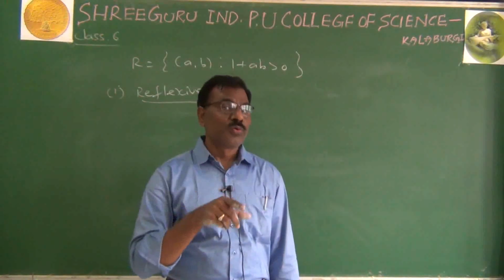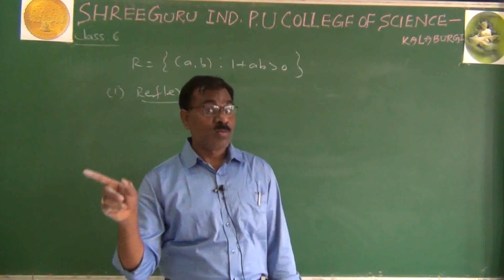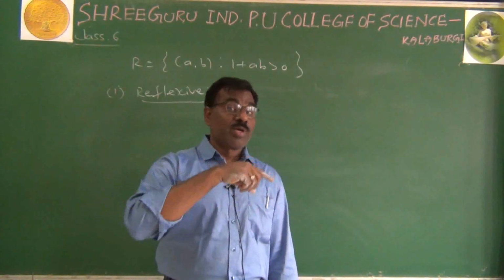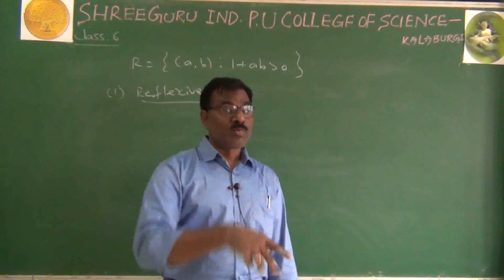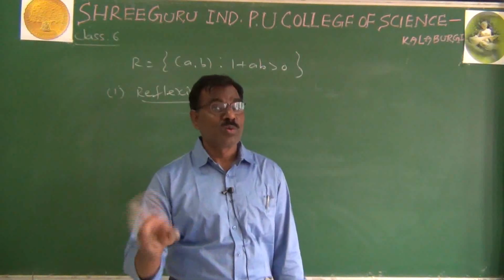But we have to prove (a, a). Suppose (a, a), (1, 1). That's simple. But in symmetric, one ordered pair is given and you have to prove one more ordered pair. It's reverse. In transitive, two ordered pairs are given, and you have to prove one more ordered pair.